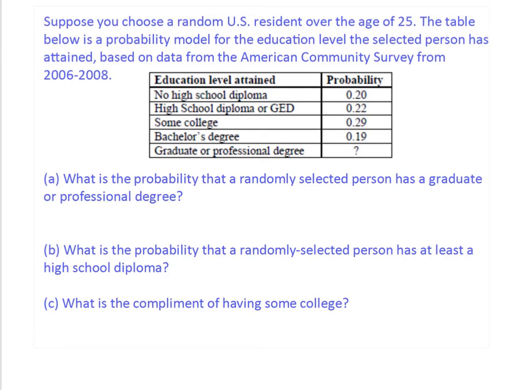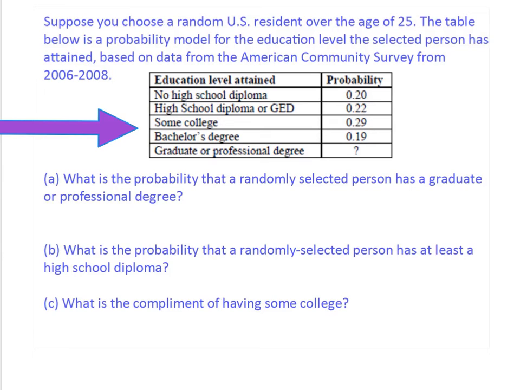It says, suppose you choose a U.S. resident over the age of 25. The table below is a probability model for the education level the selected person has attained. And it tells us that the data came from a survey from 2006 to 2008. So make sure you get this table down in your notes because you want to have one of these examples to go back to.